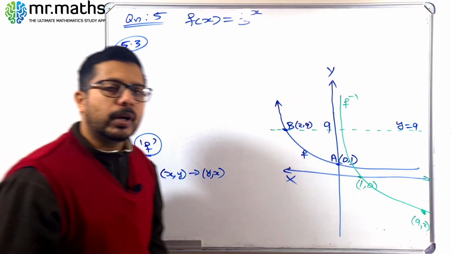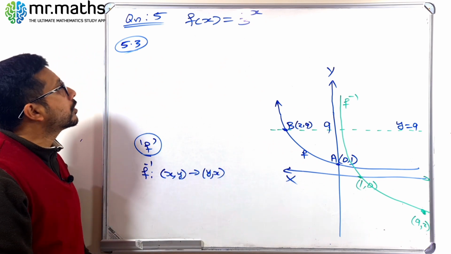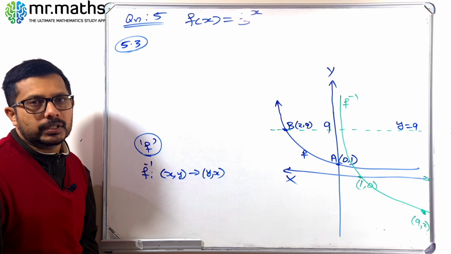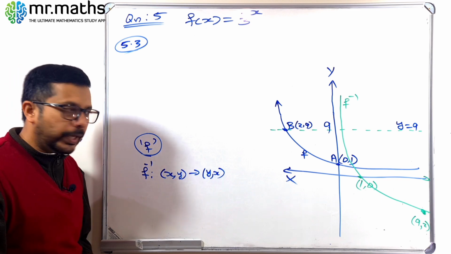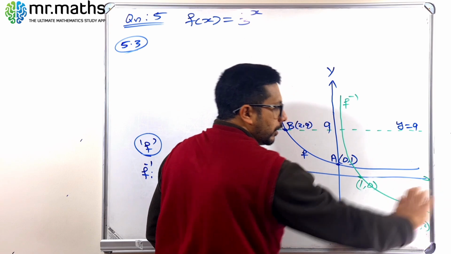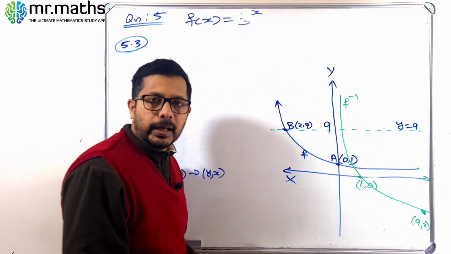Okay, now what is the question here? Question number 5.3 is, you have to write the domain of the f inverse graph. What is the meaning of domain? Domain means possible x values. Am I right? Domain means possible x values.